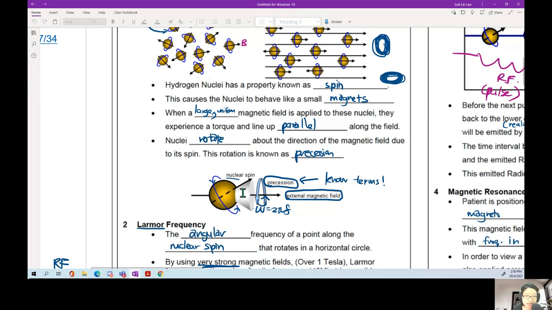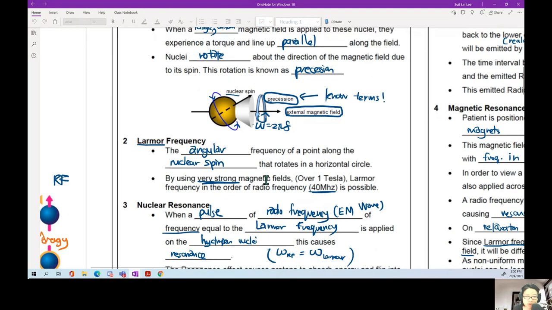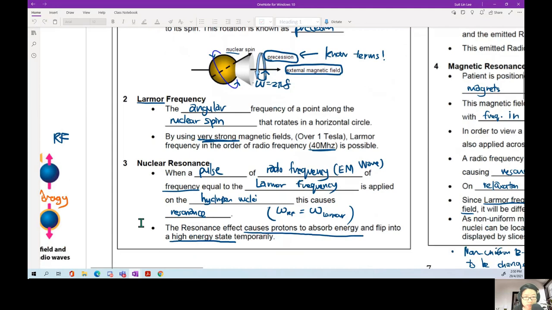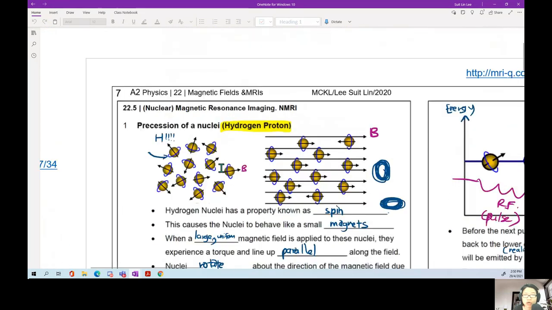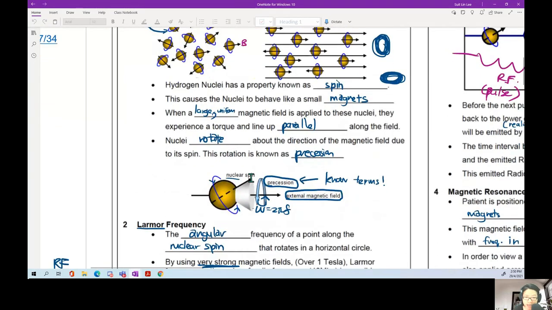It is obviously spinning at its own frequency. This own angular frequency, at which the nucleus rotates, is called the Larmor frequency. 2 pi f is the rotation here. When we use a very strong magnetic field, I can make sure the rotation is very fast, about 40 megahertz. Number three: now we manage to arrange the nuclei, and they are going to rotate at a certain frequency.